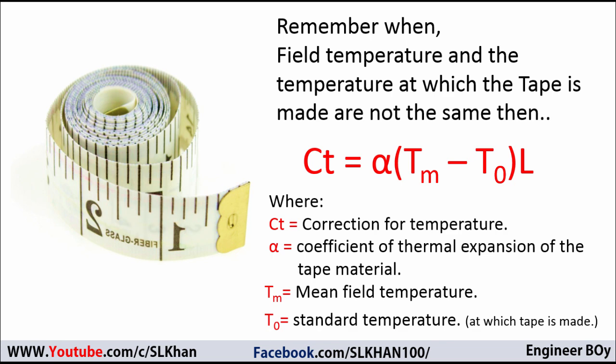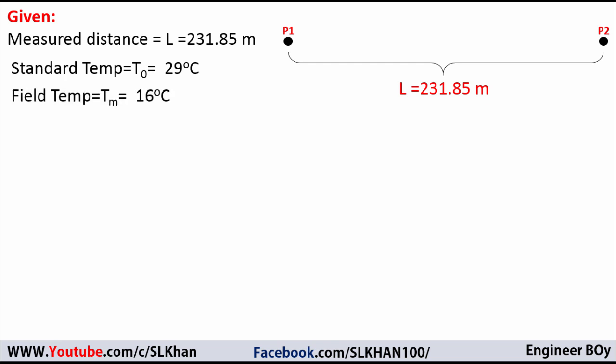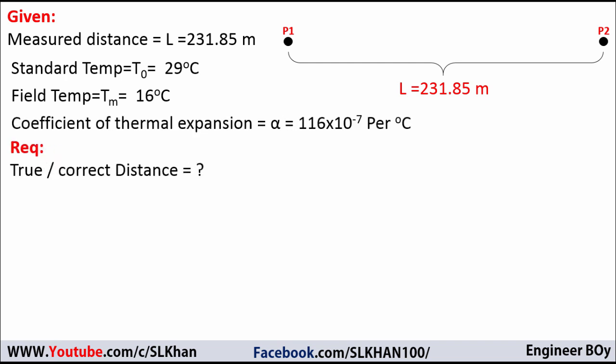Let's suppose we measure a distance of 231.85 meters by using a 30 meters long tape made at standard temperature of 29 degrees centigrade. During measurements, the field temperature was noted as 16 degrees centigrade. Let's say we are asked to work out the true measured length if the coefficient of expansion of the tape material is 116 times 10 raised to power minus 7 per degree centigrade. So as you can see, everything that we need is given, so I'll come directly into the solution.